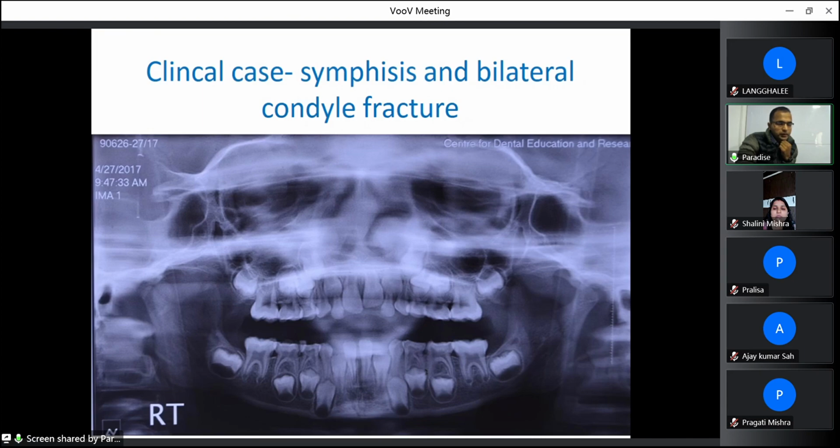When you write the diagnosis, the anterior fracture comes first. So you have to say right parasymphysis fracture and left subcondylar fracture. The fracture which is present anteriorly has to be addressed first. Okay.